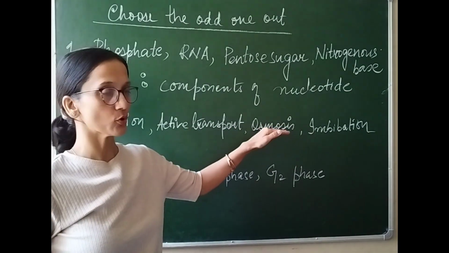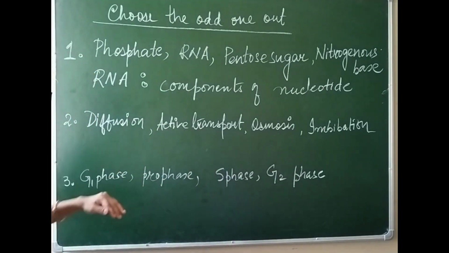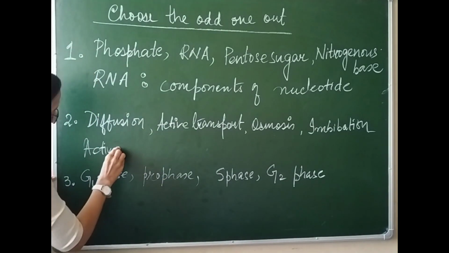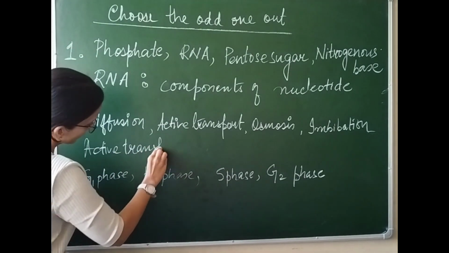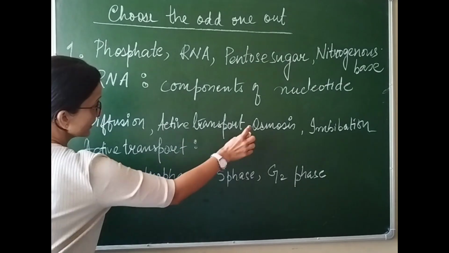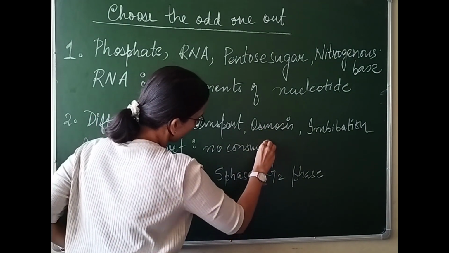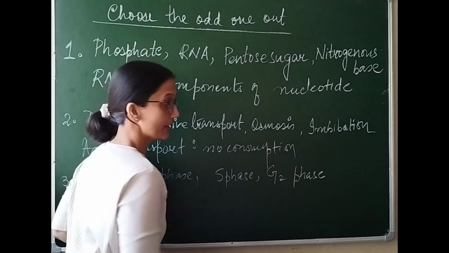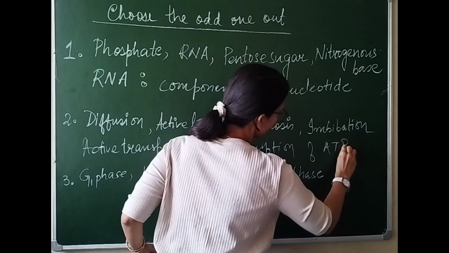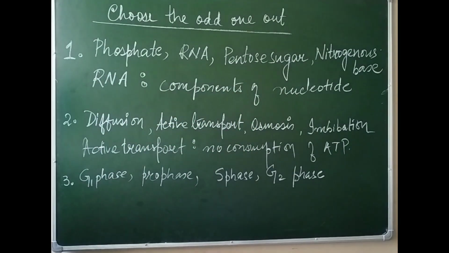Diffusion, active transport, osmosis and imbibition. In this, obviously, active transport is the odd one out. Why? Because in all the three, there is no consumption. Consumption of what? Of ATP. In active transport, ATP is used.